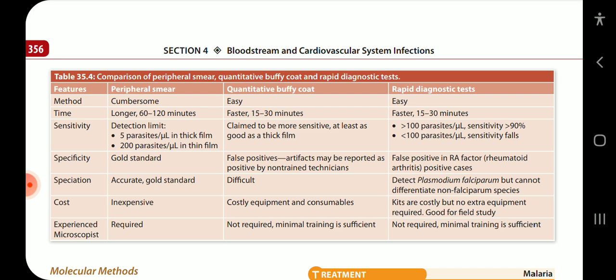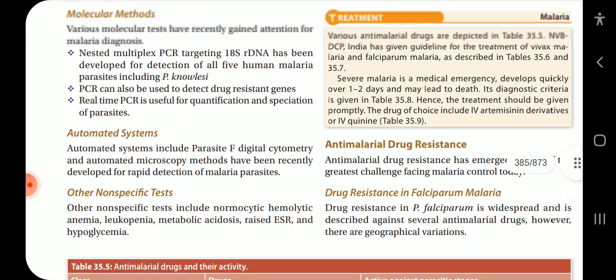Cost: peripheral smear is inexpensive. Quantitative buffy coat requires costly equipment and consumables, and RDT kits are costly but need no extra equipment, so they are good for field studies. A skilled microscopist is required for peripheral smear but not for quantitative buffy coat. Minimal training is sufficient, and none is required for the rapid diagnostic test as well.